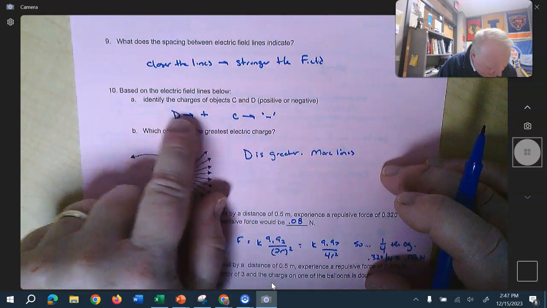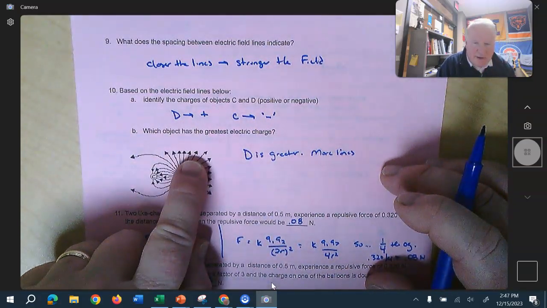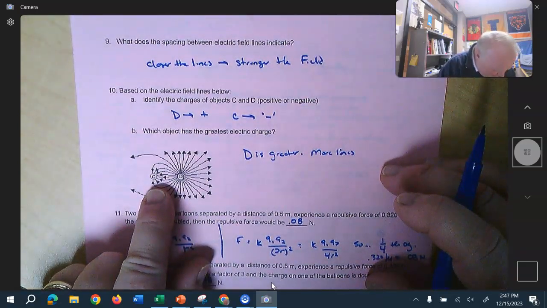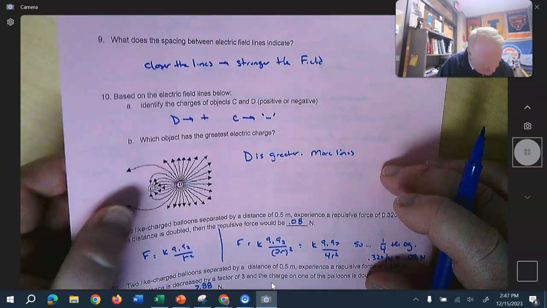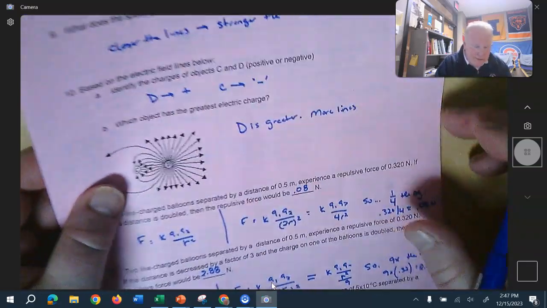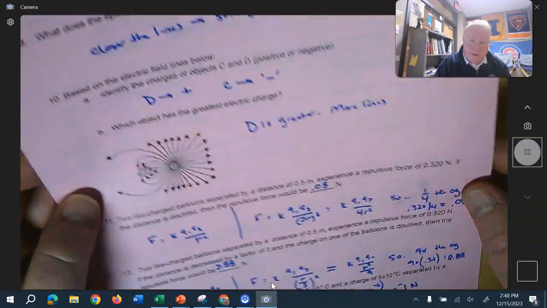Define the charges in objects C and D. So C, we see the lines coming out, so they must be the positive ones. And then the lines are going into D, so D is negative and C is positive, right? So from positive to negative. And then we must know that D is greater because it has more lines coming out of it.